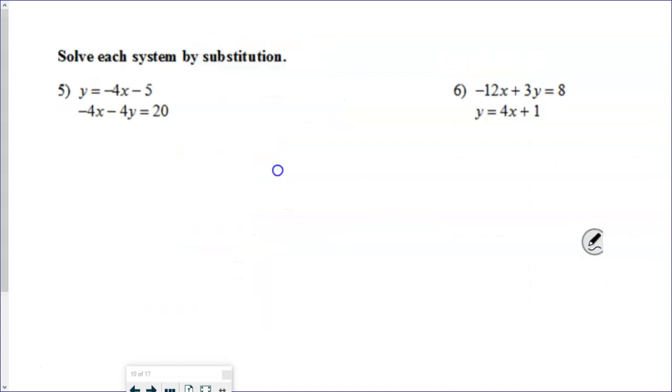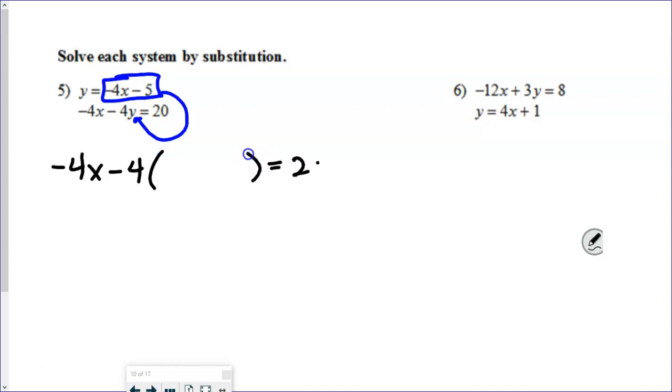All right, now you are responsible for all 3 methods at 3 separate instances. So on the test, when it says you must solve by this method, you must solve by that method. Substitution is kind of nice because, especially on this one, it's already set up for you. Y equals that, which means anytime I see a y, you replace it with that. So this bottom equation starts off with a -4x minus 4, but instead of y, we're going to replace it with -4x minus 5.